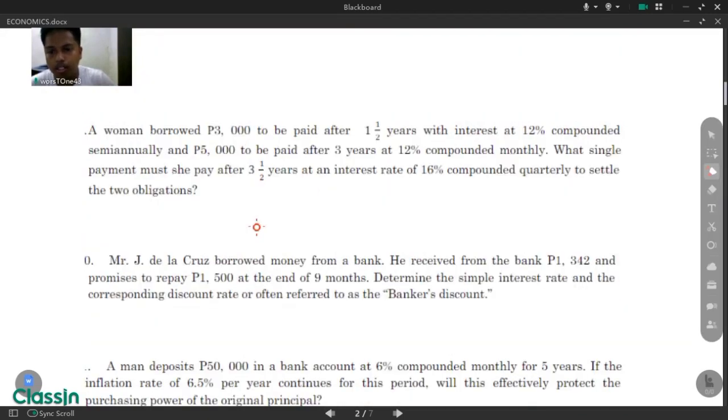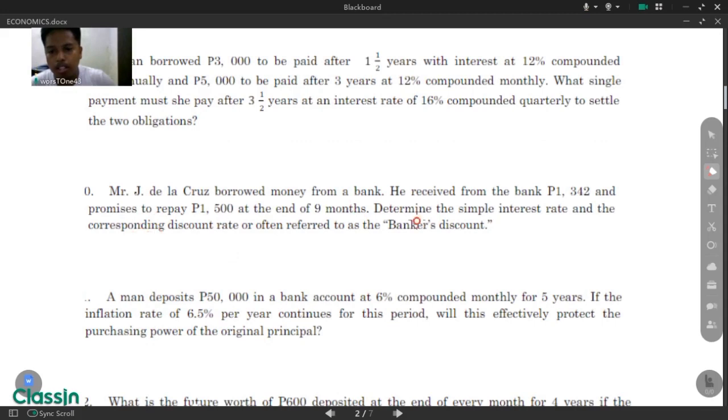Number 10. Mr. J. De La Cruz borrowed money from a bank. He received from the bank 1,000 pesos, 1,342 pesos, and promises to repay 1,500 at the end of the month. Determine the simple interest rate and the corresponding discount rate, often referred to as the banker's discount.